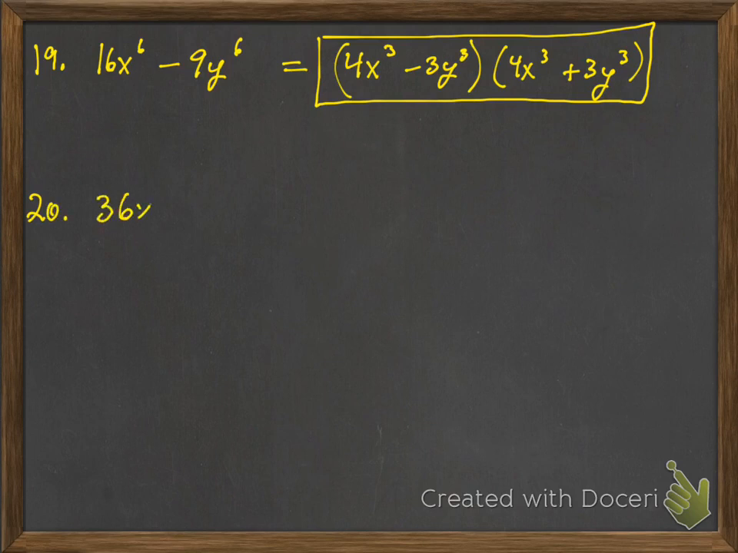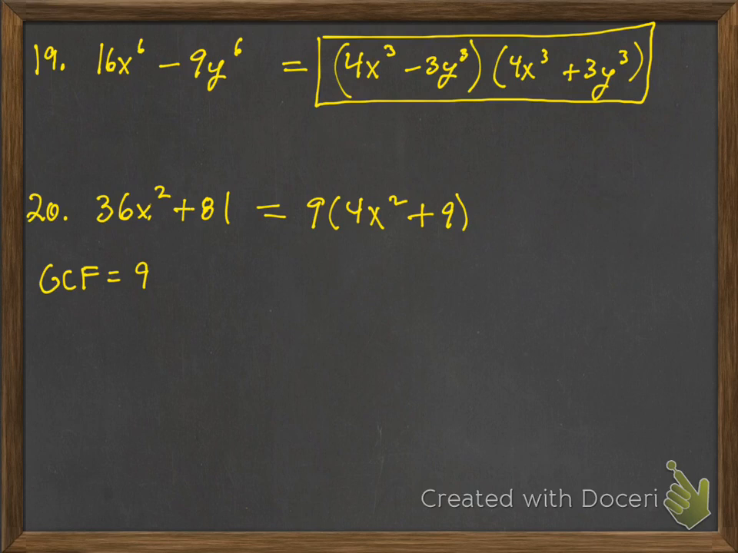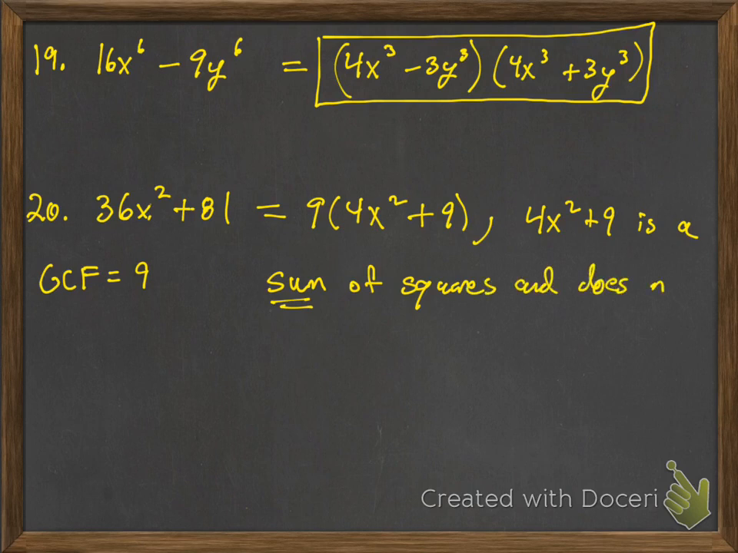We're going to look at 36x squared plus 81. GCF here is going to be 9. Factor out a 9. 4x squared plus 9. Again, you can always check these factoring GCFs out by distributing, so make sure that's okay. All right. The 4x squared plus 9, that is a sum of squares. And so we don't have a factoring formula for sum of squares. So once we've done that, if we run into a sum of squares, we're done. We just leave it alone.